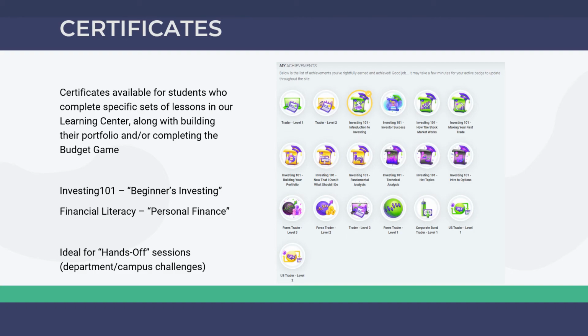So as of right now, we have our Investing 101 certificate, which is focusing on learning about investing. It starts with just the very basics of what is a stock and goes all the way through some basic option strategies. There's 10 chapters of about 100 lessons total. And we also have our financial literacy certificate, which is focused on about 80 different personal finance topics, and students need to make a certain completion rate in the budget game to earn it.